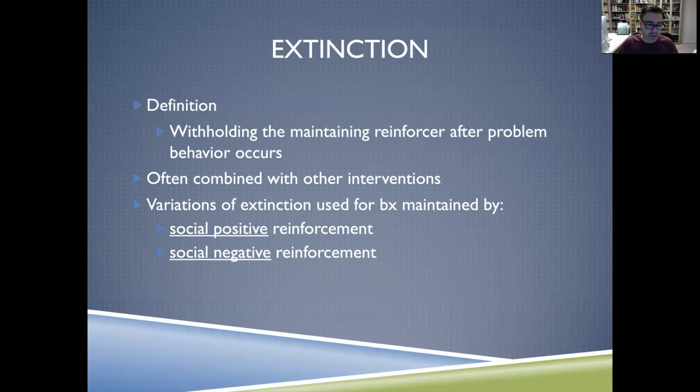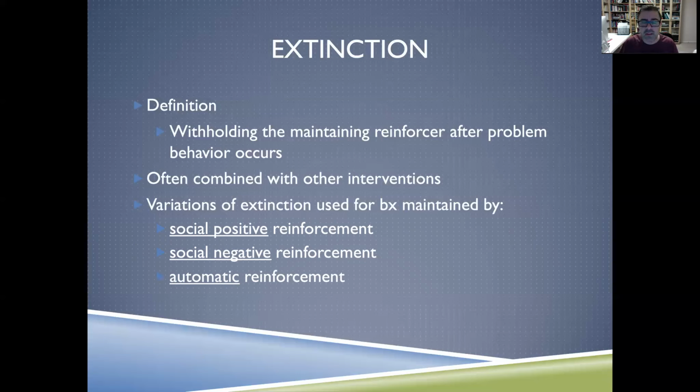So, maybe you ask me to do the dishes and I complain, and that's the problem behavior. And then you tell me, okay, you don't have to do the dishes. So notice that complaining gets reinforced because complaining prevents me from having to do the dishes. So complaining is maintained by social negative reinforcement. Extinction of that would essentially be that my complaining doesn't work anymore. So I have to do the dishes, I complain, and I still have to do the dishes. The behavior of complaining eventually would decrease because complaining doesn't work anymore.